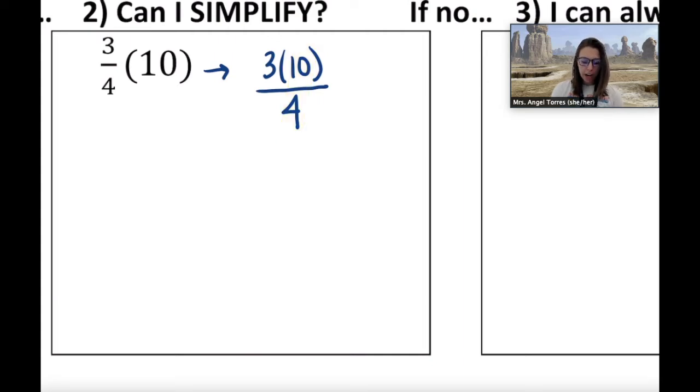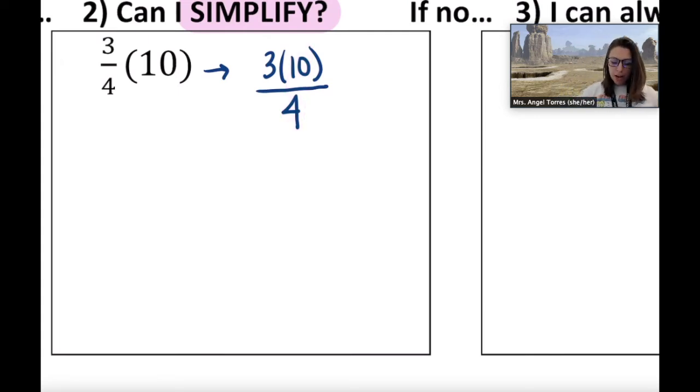Well, this is where our work with simplifying can come in. Instead of dividing, I'm going to try to simplify one of these 2 fractions. Again, looking at 3 and 4, I can't simplify those. They don't have any common factors. But can I simplify 10 and 4? Yeah, 10 and 4 have a common factor of 2.